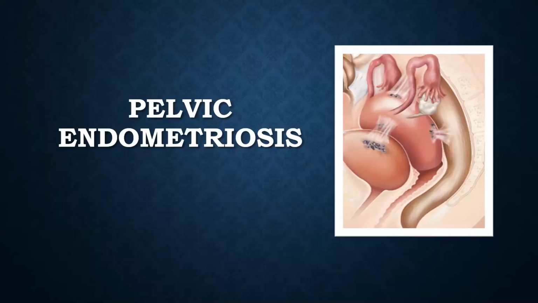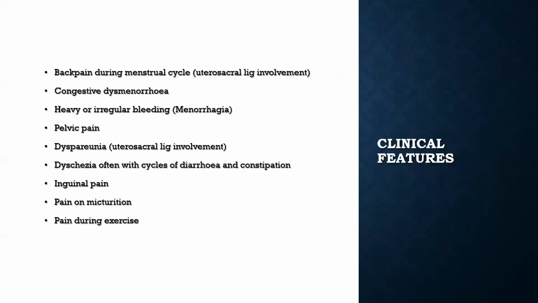Now, the symptoms of pelvic endometriosis are back pain during the menstrual cycle. Last class, if you remember, Dr. Geeta had already said, if it is uterosacral ligament involvement, we have back pain during the menstrual cycle. Then we have congestive dysmenorrhea. We have heavy or irregular periods, that is bleeding. Menorrhagia we have. Then pelvic pain, dyspareunia, dyschezia. That is, often there is alternating diarrhea and constipation in case of endometriosis. Inguinal pain. We have pain on micturition and pain during exercise.